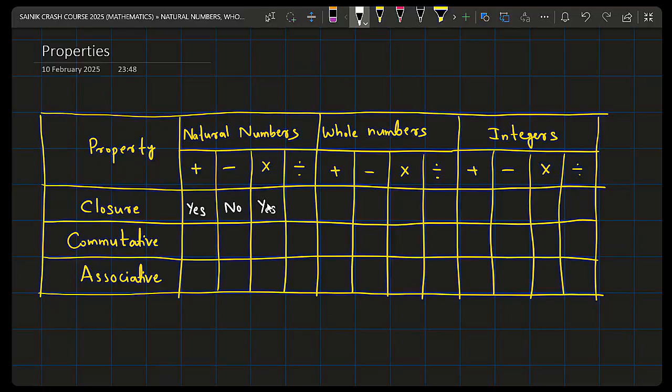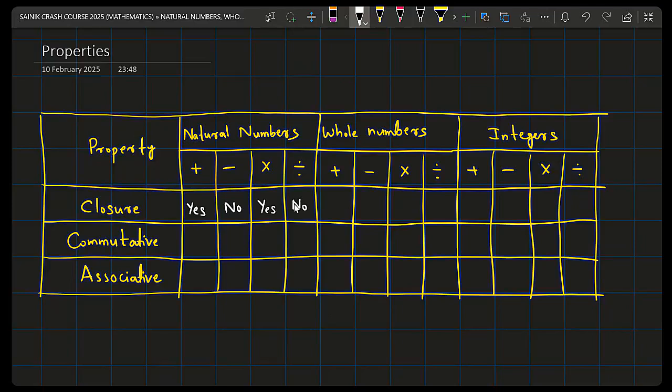And then division. Clearly division is not satisfied. Why? Because you take 2 is a natural number and 7 is a natural number. The result 2 by 7 is not a natural number. So there is no number like 2 by 7 in the natural numbers. So the quotient when you divide a natural number by another natural number is not always a natural number. So no, the property is not satisfied. So natural numbers are not satisfying closure property under division.